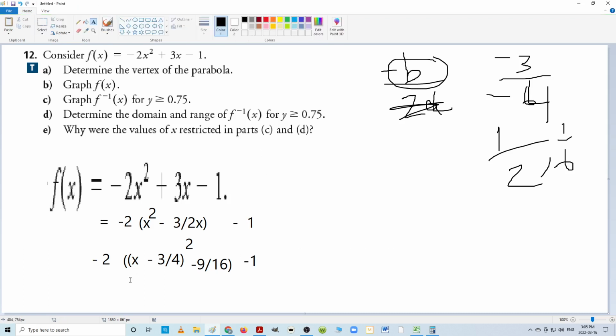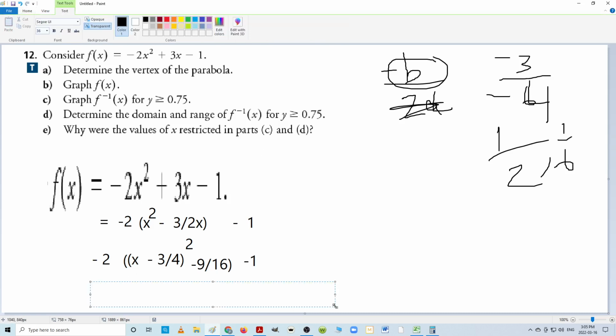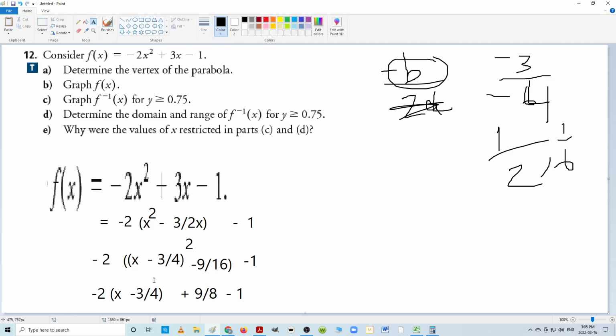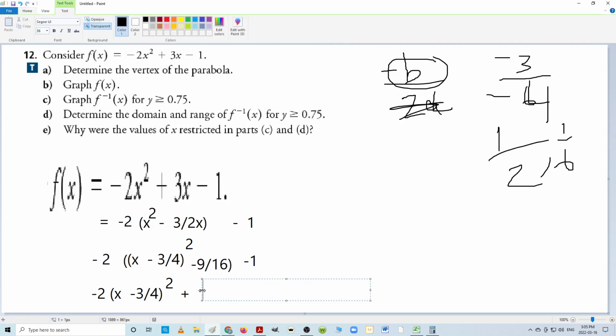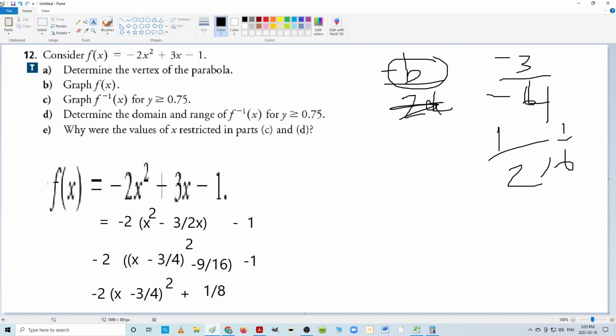And then to get that outside the brackets, I have to multiply by minus 2. So I get x minus 3/4 squared. When that's multiplied by minus 2, the 16 becomes an 8. So I get plus 9 over 8 minus 1. And I even got the y value wrong because I had that wrong. And 9 over 8 minus 1, which is 1 1/8, becomes plus 1/8. So that is the formula for that.